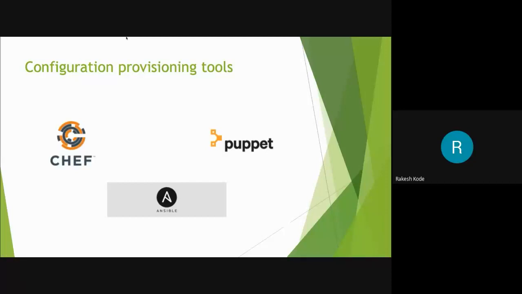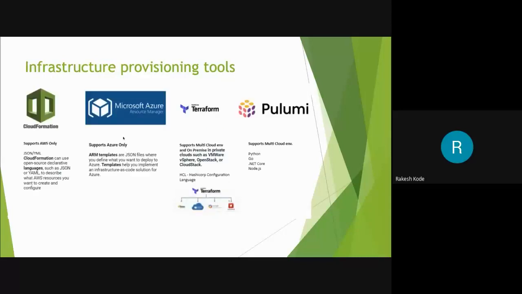IaC can be done manually too. But if the configuration files are set in one of these methods, that can be used on multiple systems in the same way with the same configuration. So that's where the configuration tools help. And again, this is infrastructure as code, but more after deploying the infrastructure. So next, let's go to the infrastructure provisioning tools.